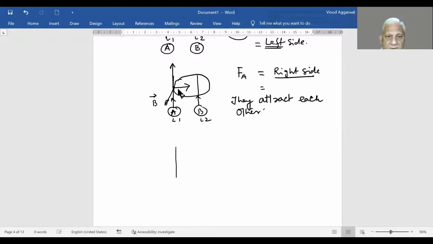If the currents were anti-parallel, one going like this and one going like this, then what will happen? The force experienced by this one, on account of the other, will be this way, and the force experienced by the other, on account of this one, will be this way. So the conductors will repel each other.